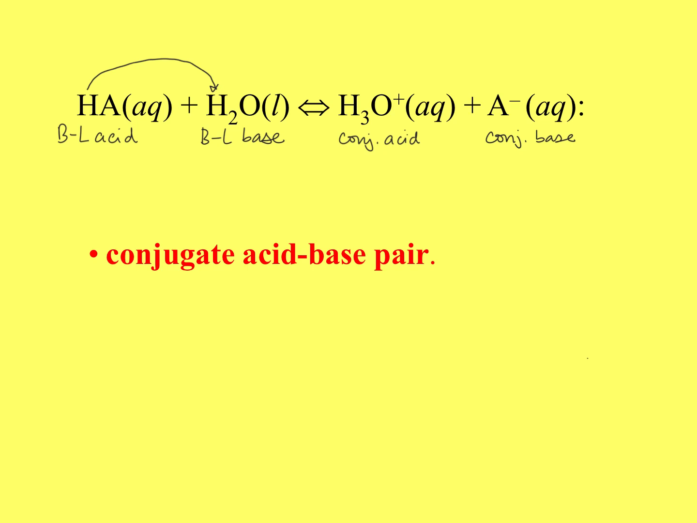So a conjugate acid-base pair is really the same thing as a conjugate base-acid pair as well. So we can say that HA and A negative is an example of a conjugate acid-base pair, as well as H2O and H3O positive.